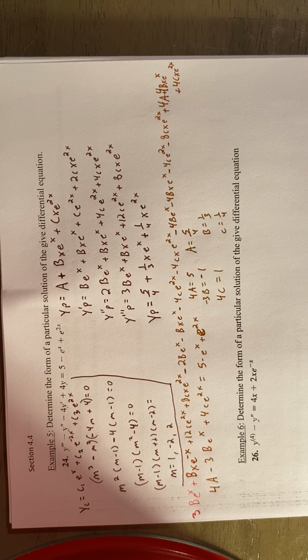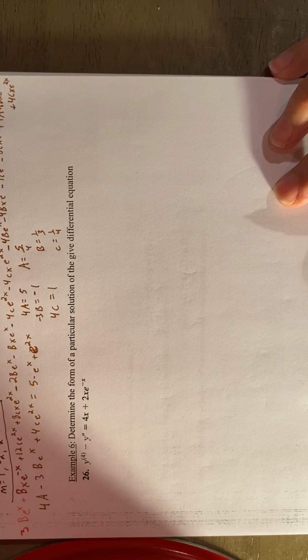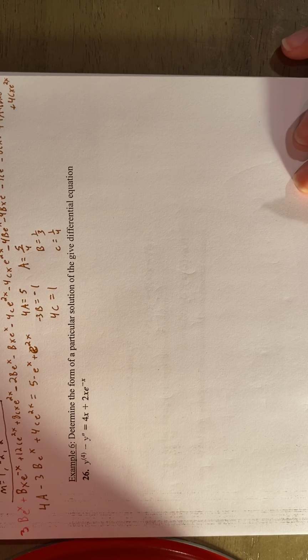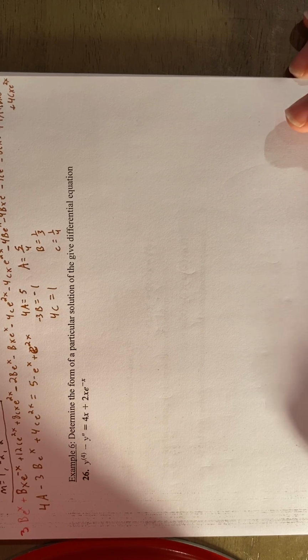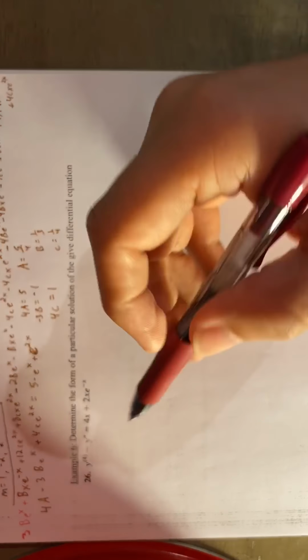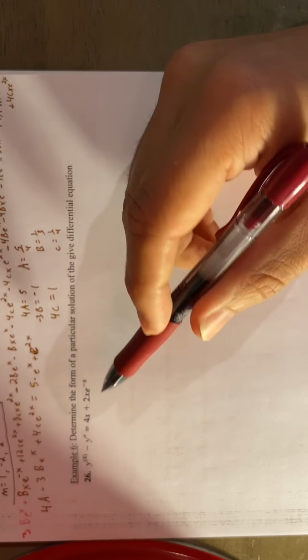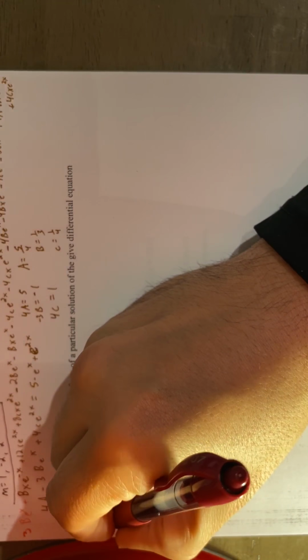All right, let's move on to the last example. So if you thought that problem was long, this problem is going to match that. So let's look at question 26. Determine the form of a particular solution of the given differential equation. So we have a fourth degree differential equation set equal to 4x plus 2x e to the negative x. And we're just trying to find the particular. But in order to find the particular, we need to find y sub c first.